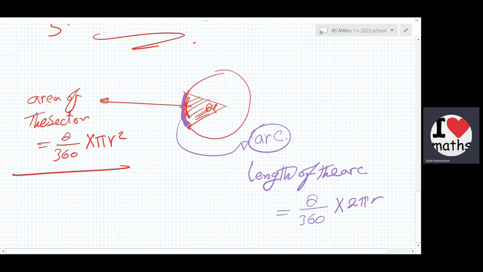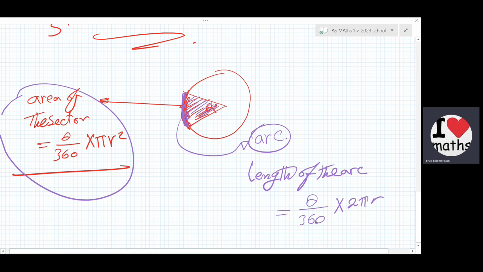Okay? Did you identify what Ahmed said? If I have to find the area of the sector, I will apply it this way. Area of the sector will be theta over 360 multiplied by pi r squared. Agreed? Because I need to identify the area of the sector. If I'm asking you about the length of the arc only, what will be the length of the arc?